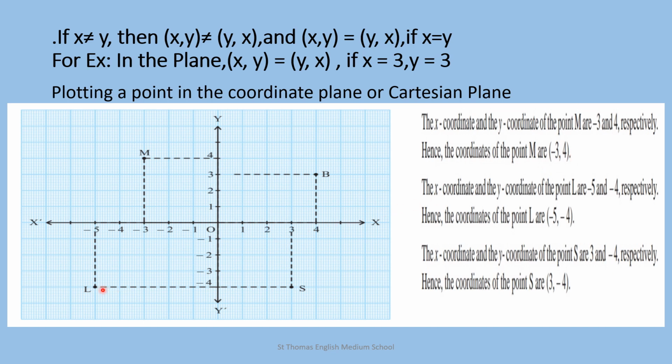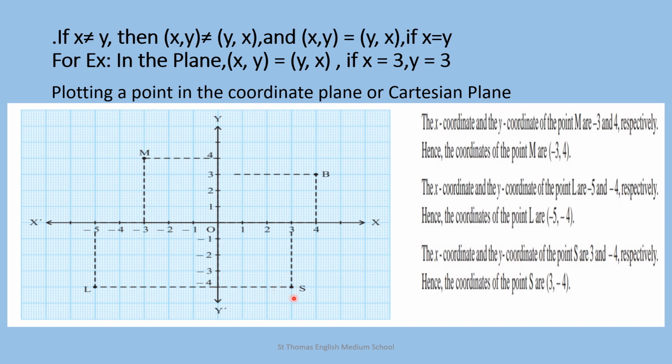In the same way, for the point L, the perpendicular to the x-axis intersects at -5, and the perpendicular to the y-axis intersects at -4. Therefore the coordinates of L are (-5, -4).